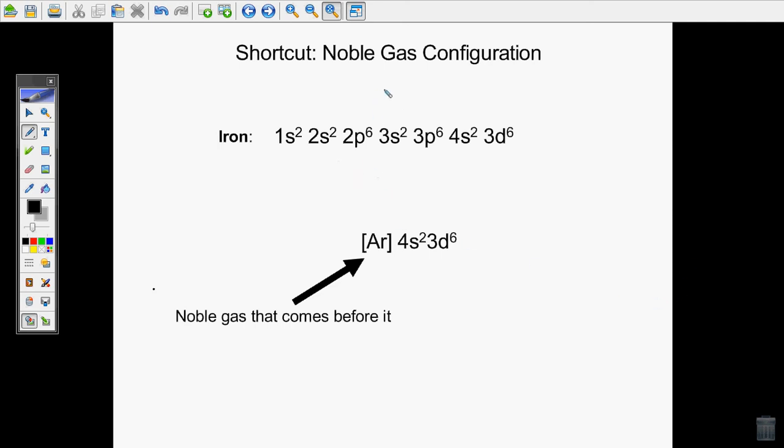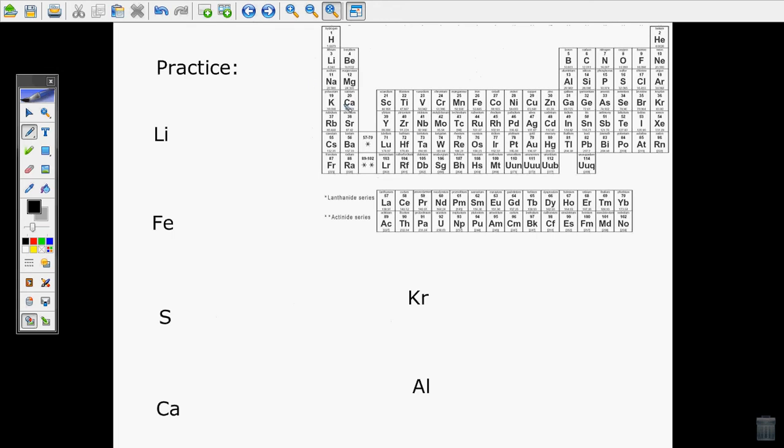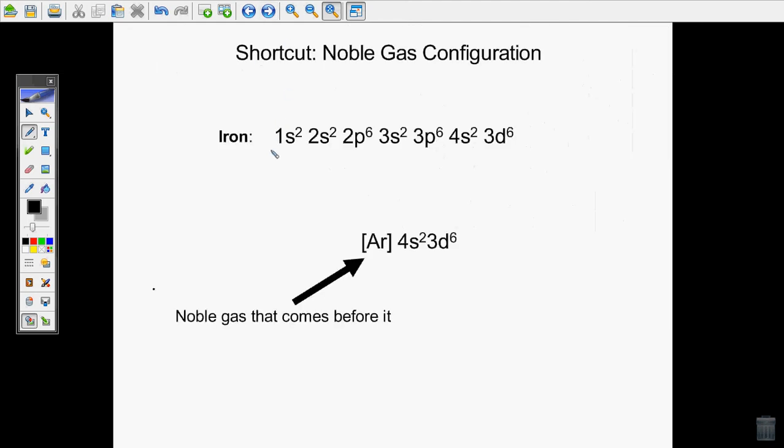So when we do the noble gas configuration, the shortcut, what you can do is go back, and so we're doing the shortcut for iron. The noble gas that comes before iron is argon, and I know since argon's a noble gas, its electron shells are completely full. So instead of writing all this, since this is argon's configuration, I can just write argon in brackets and then continue on with my 4s2 3d6.